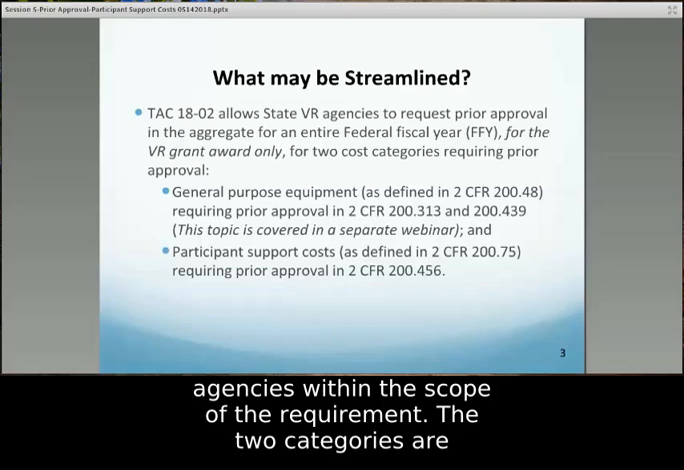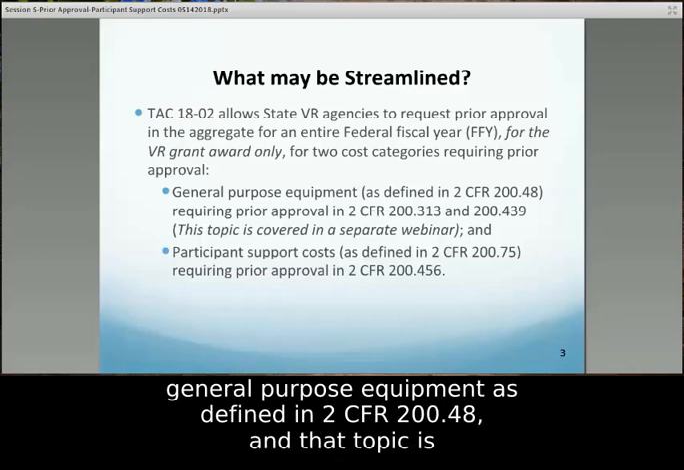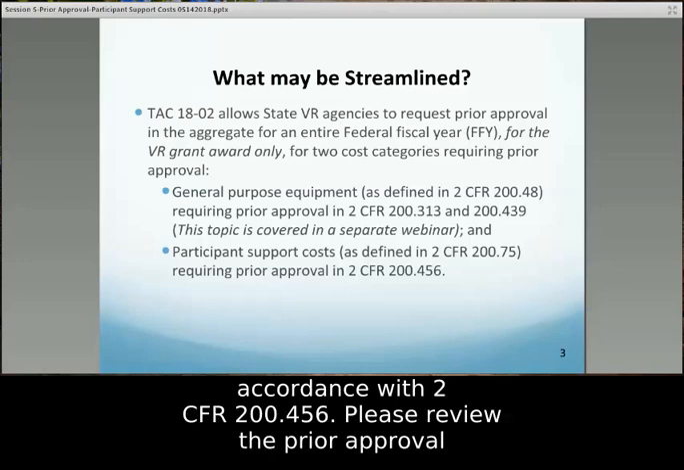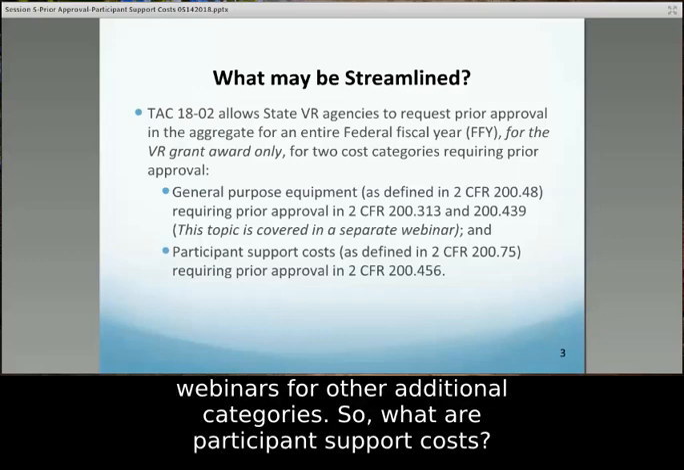The 2 categories are general purpose equipment, as defined in 2 CFR 200.48, and that topic is covered in a separate webinar, and participant support costs in accordance with 2 CFR 200.456. Please review the prior approval webinars for other additional categories.